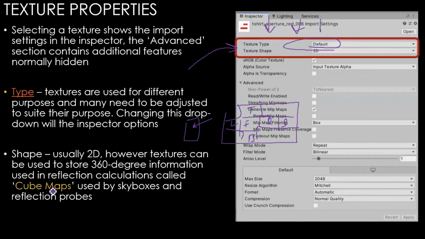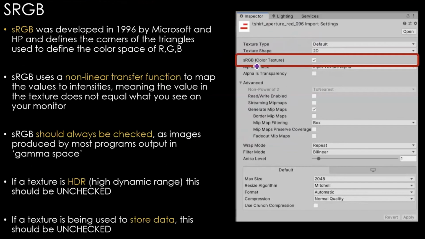Same thing with shape. Here's cube maps once again right there. That's another option you might be able to deal with. The sRGB one is a deceptive option that almost everyone gets wrong. Luckily, Unity automatically fixes this for you in most cases.